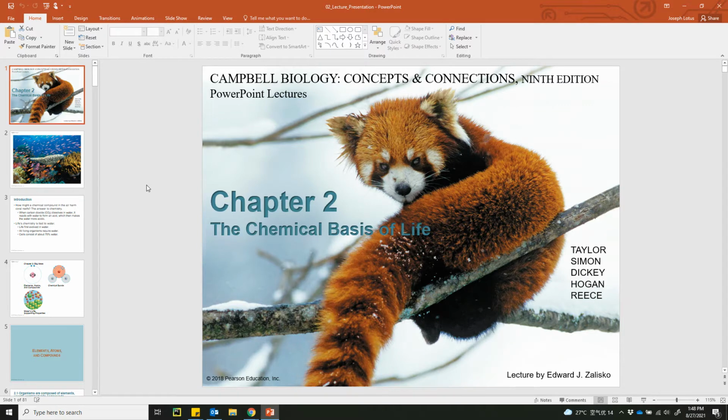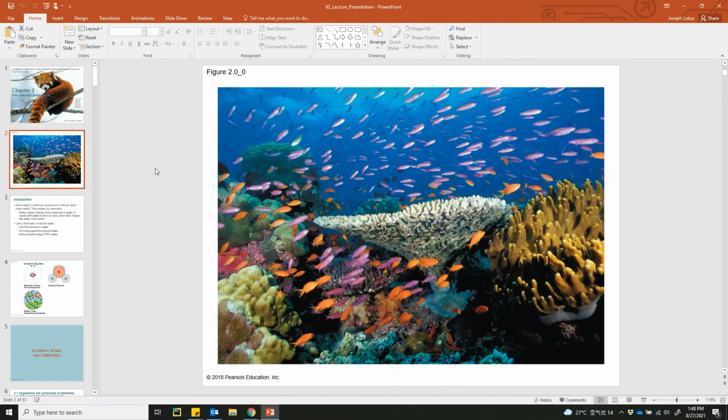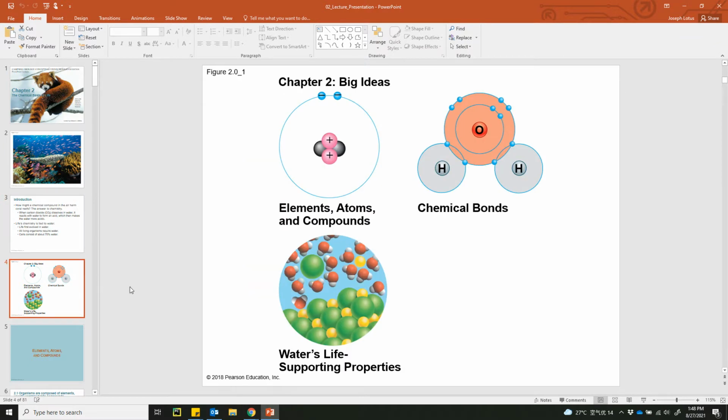But I think by the end of the chapter, you will see a lot of connections to biology that we're going to look at. For example, if we look at this wonderful ecosystem in the coral reef and all these beautiful animals, this wouldn't be possible without all of the chemical interactions that are happening inside and outside of their bodies. So, in this chapter, we're going to look at a few different things.